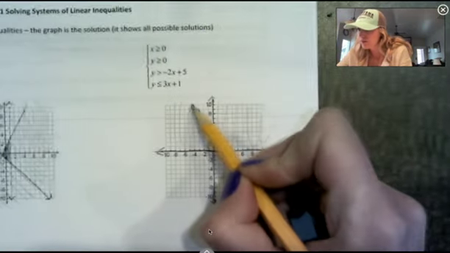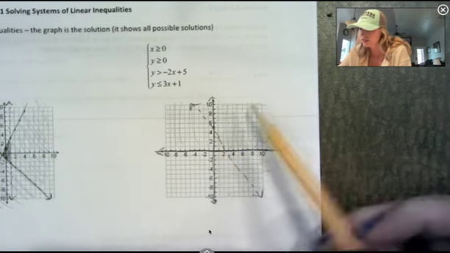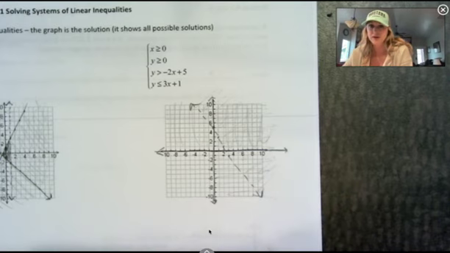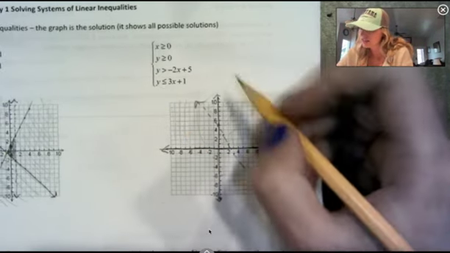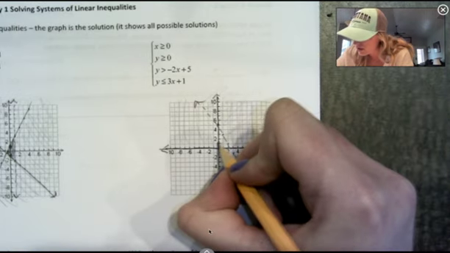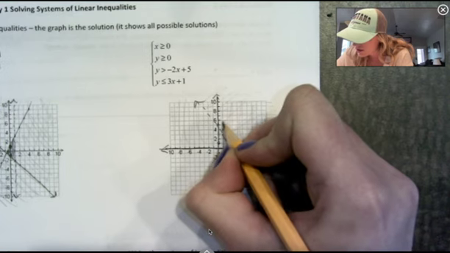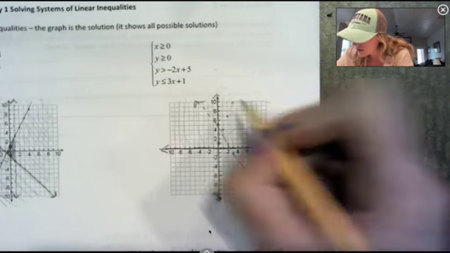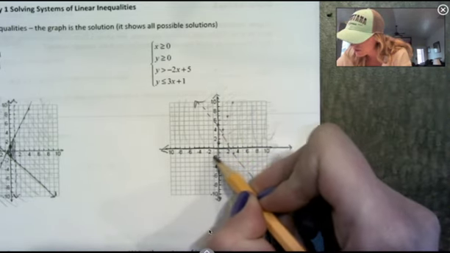Okay, and it's shaded above, so now the overlap is still quadrant 1, but now not including this triangle right by the origin, okay? And now I need to graph this one. Y is less than 3x plus 1, so 1, and then up 3 over 1, over 1. Okay, and this is going to be less than or equal to, so get one more point on here.